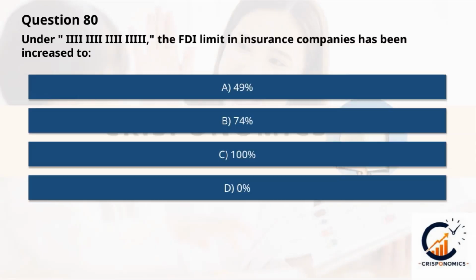Here, we see the results for question 80, which asks about the increase in the FDI limit for insurance companies. The answers show a clear winner, option C, with 100% of responses. Options B and A received fewer votes, and option D got none at all. This tells us that most people are confident the limit has been raised to the level indicated by option C. It's a good checkpoint to understand how well this fact is known.